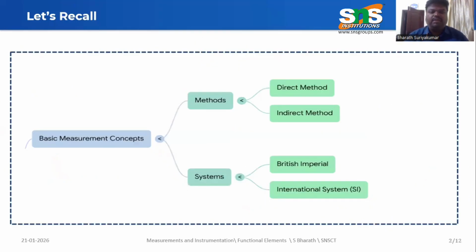Let's recall the basic concepts, what we understand about the measurement systems. As we all know, the basic measurement concepts are classified into two methods. One is called the method of measurement. Second one is called the system of standards. The method of measurement is classified into two categories. One is called the direct method. Second is called the indirect method. The basic measurement concepts are again classified based on the system they use, and the standard for the system, like British Imperial System and International Standard.